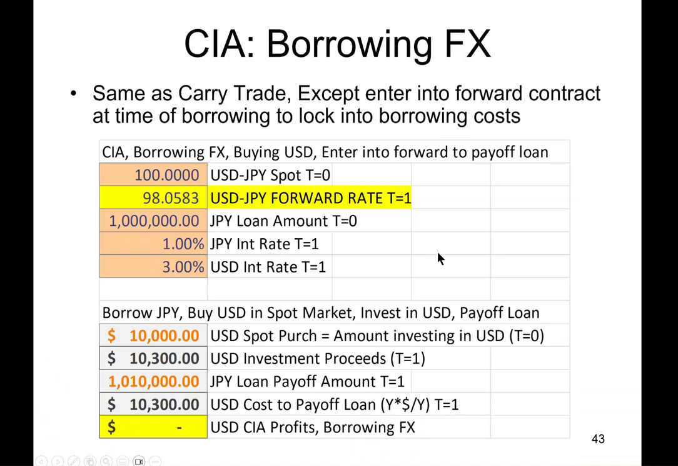All right, what if you borrow in the foreign currency? So here's an example of doing a covered interest arbitrage, and we're going to borrow in yen, but cover our position. This is going to be exactly the same position I just did a minute ago when I was talking about the yen carry trade. The only difference is when I said, well, wait around and see what the exchange rate is and pay off the loan. Well, what if the forward rate is 98.053, which is the interest rate parity number? In that case, there are just no profits.